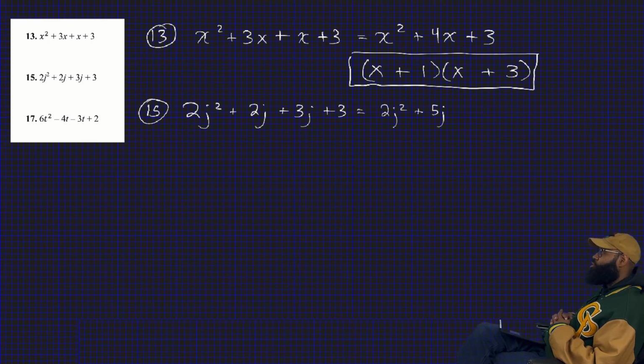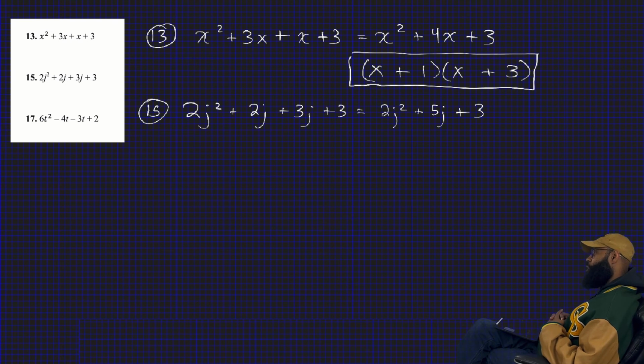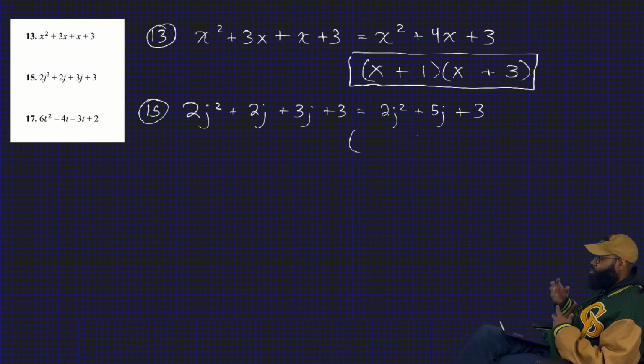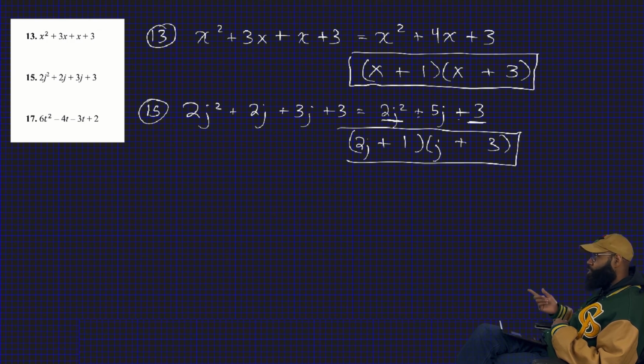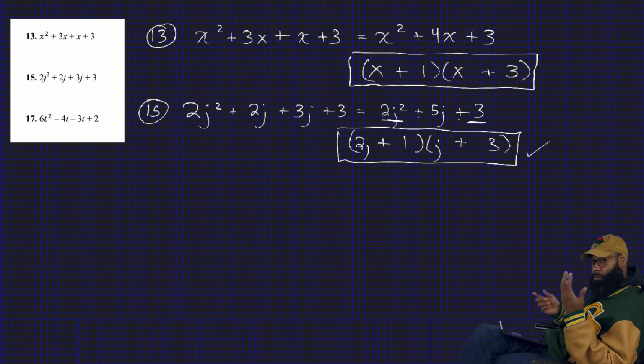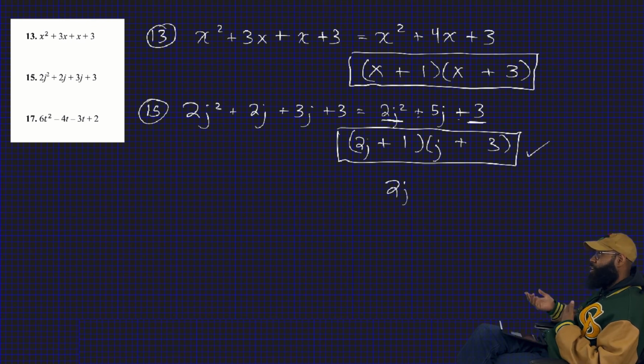15, 2j squared plus 2j plus 3j plus 3. Again, guys, when we do it works. Collect the like terms and then figure it out. Now, this one is just not j times j because there's a 2 in front. So 2j times j can't give me 2j squared. But how do I get 3? Well, 3 is a prime number, 1 times 3. So I've got what I need, but is it right?